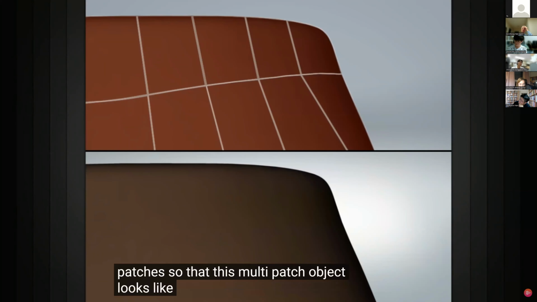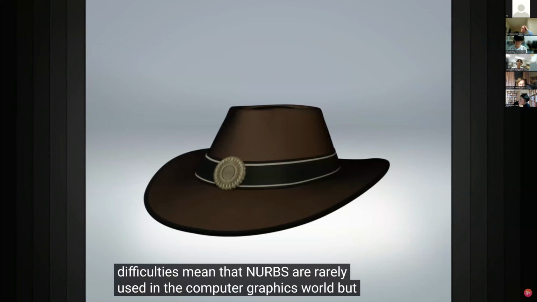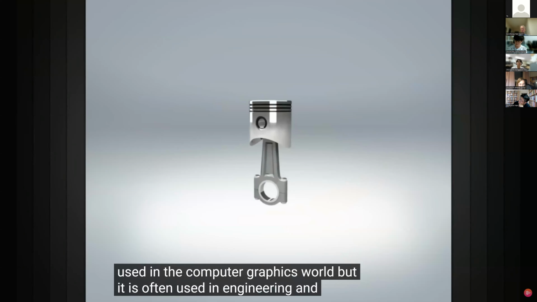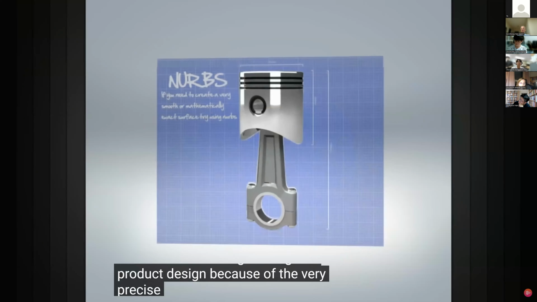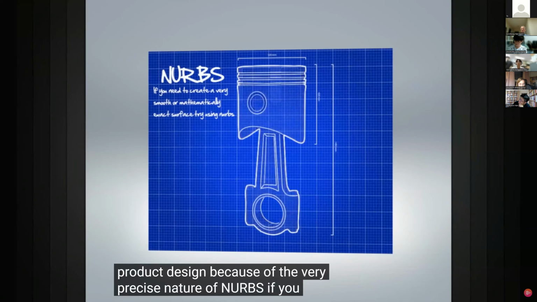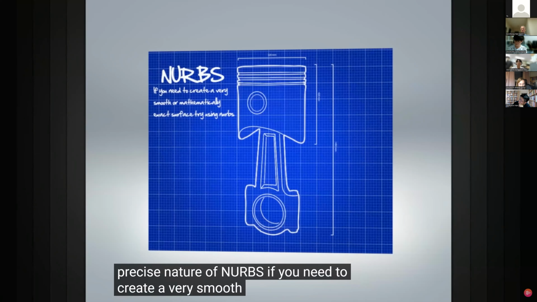These difficulties mean that NURBS are rarely used in the computer graphics world, but it is often used in engineering and product design because of the very precise nature of NURBS. If you need to create a very smooth object or mathematically exact surface, try using NURBS. Okay, this was a simple explanation about NURBS. So the basic idea is using many surfaces and stitching them together to construct 3D objects.